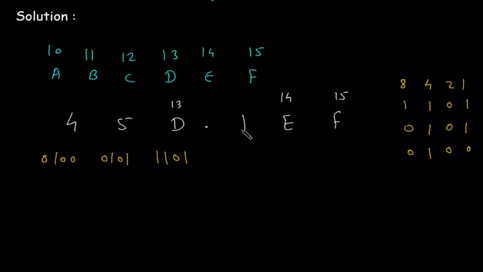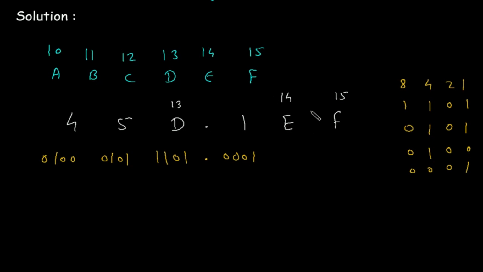Then here it is 1. 1 means this is 1. So 0, 0, 0, 1. This point as it is: this is a hexadecimal point and this is a binary point.